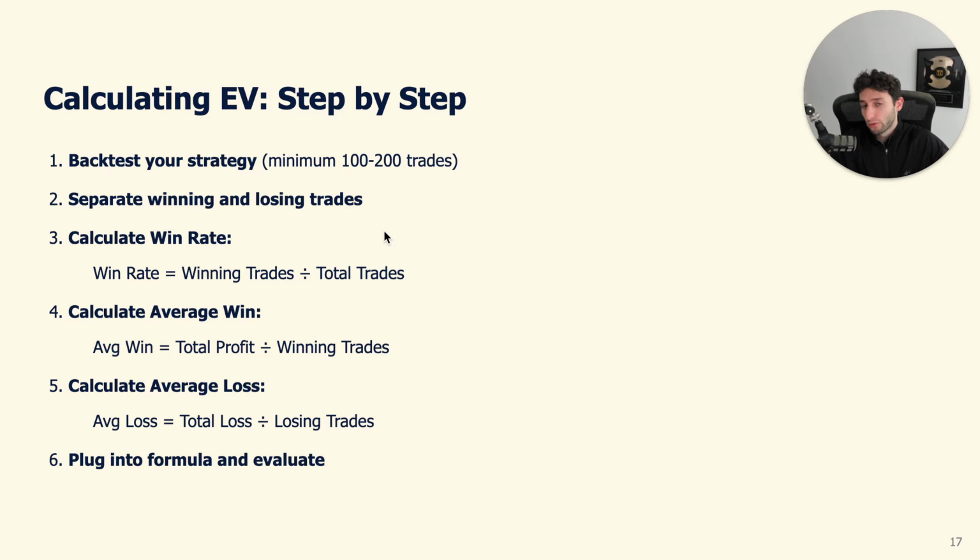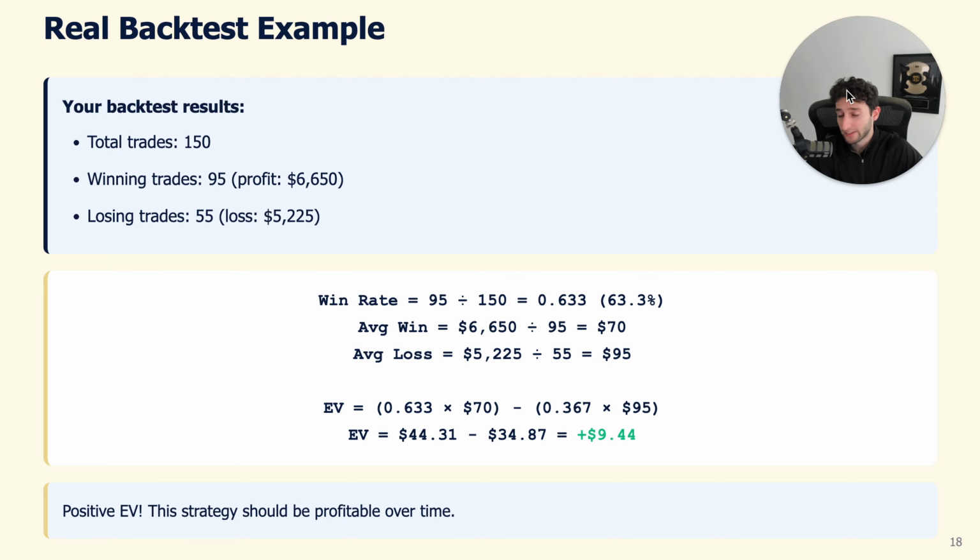And then you plug it into the formula and you see what your EV is going to be. And so a real backtest example, let's say you have 150 trades in a backtest. You have 95 winning trades where you profit 6K, 55 losing trades where you lose just over 5K. You do the math, right? 95 divided by 150, it's going to give you 63%.